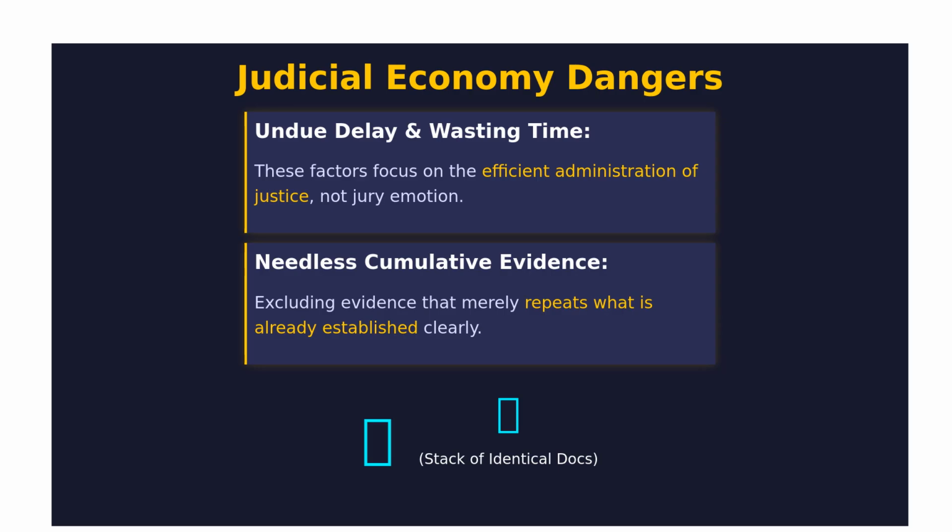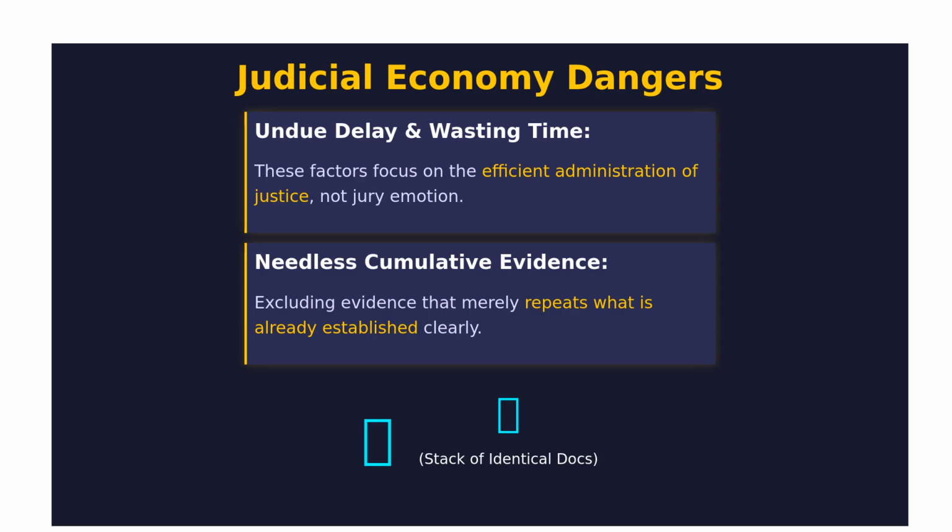Unlike unfair prejudice, these concerns do not require the evidence to be inflammatory or misleading. Instead, they focus strictly on resource management. Undue delay refers to evidence that would significantly slow down the trial process without adding substantial value. Wasting time is similar, focusing on the overall consumption of court hours. Most commonly cited is the needless presentation of cumulative evidence.